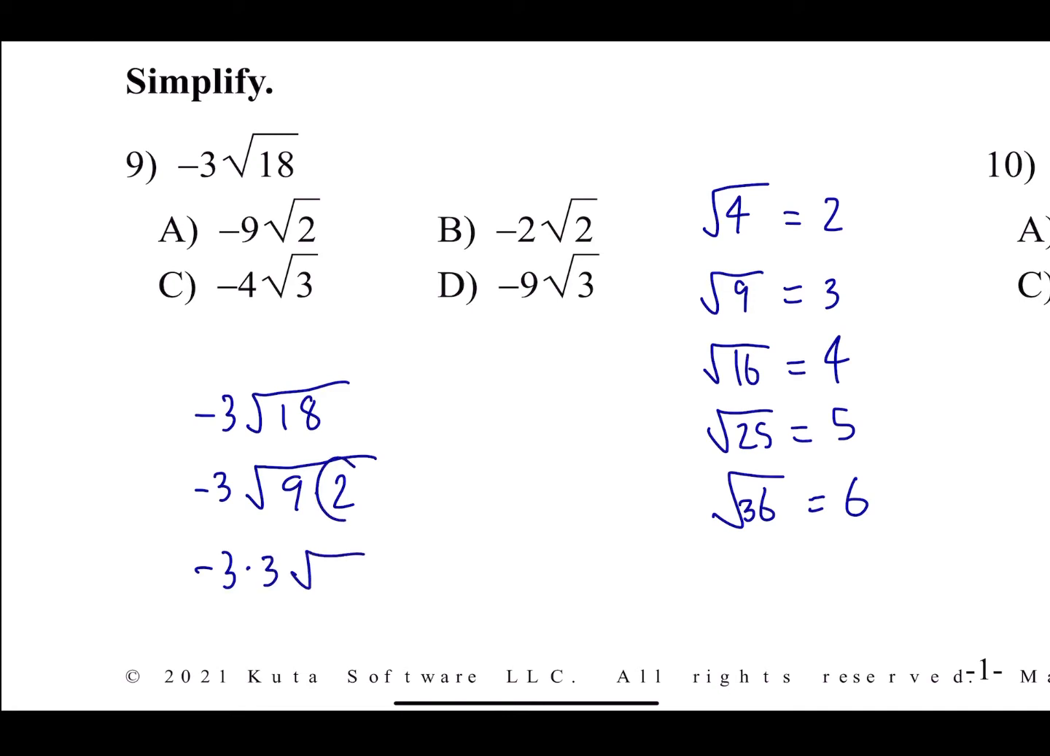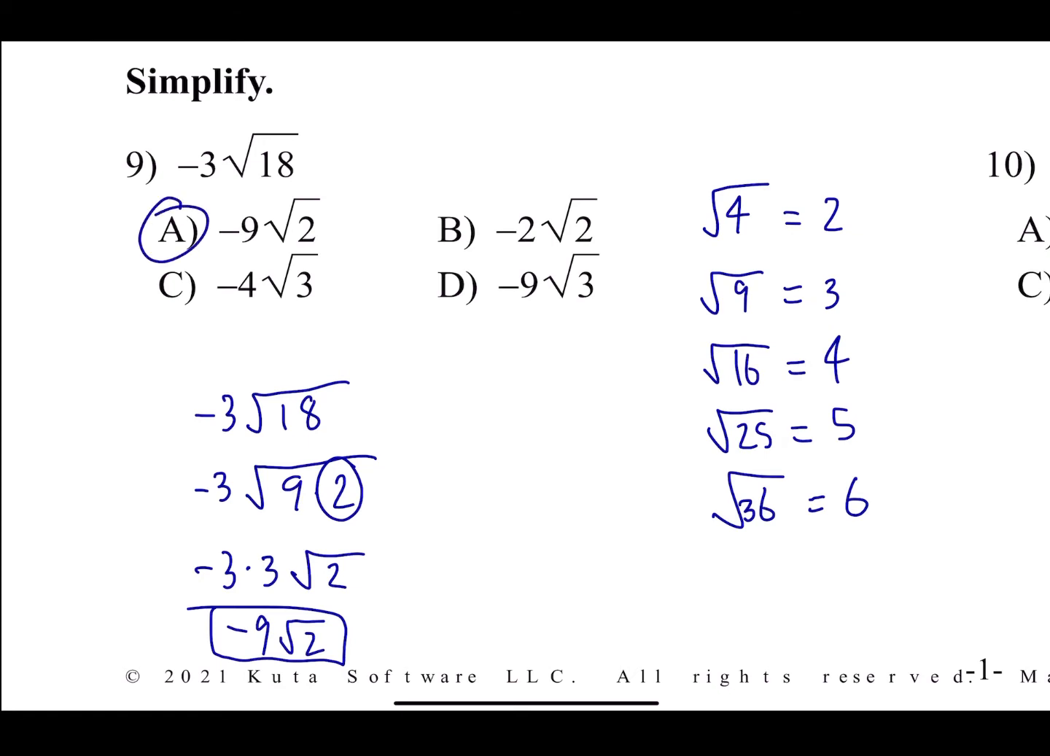And what am I left behind with? That 2. There is no square root of 2 that I could write pretty, so I'm left with negative 3 times 3 is negative 9 rad 2, or square root of 2. And that's as simplified as this answer can possibly get.